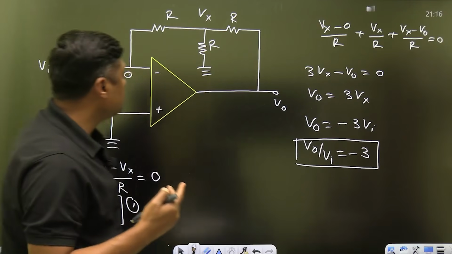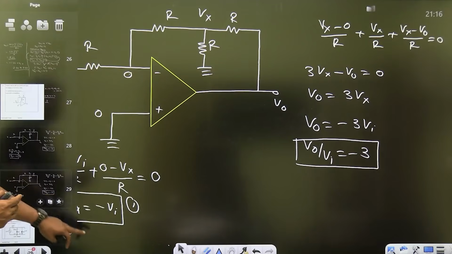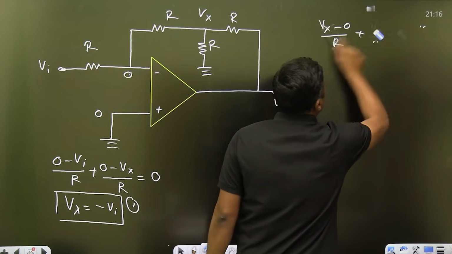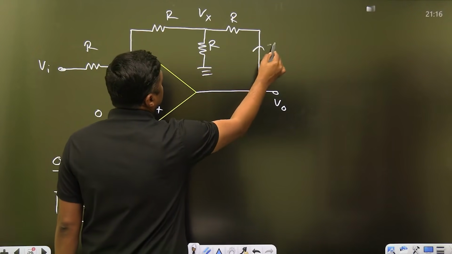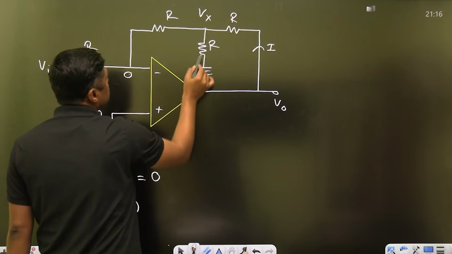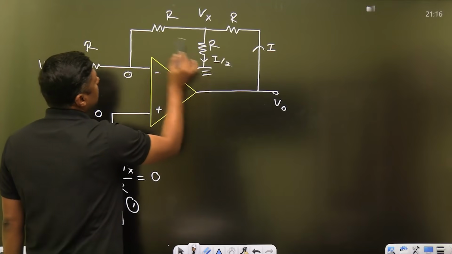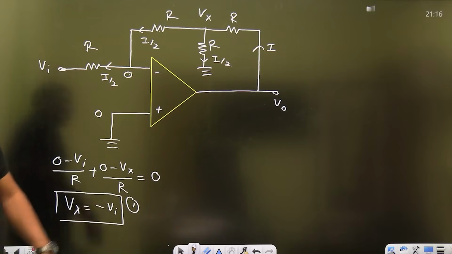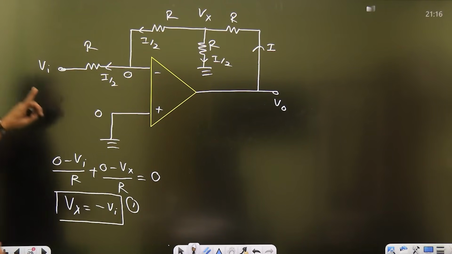Now we have a shortcut to solve this question. Another method. Because all the resistors are equal, let this give you the current I. Voltage at this point is fixed. This resistor is equal, this resistor is equal, this is grounded, this is virtual ground, same potential. That's why this current will become I by 2, and this current I by 2. Now, my dear friend, you can write the KCL from this point to this point. In one step you will get the relation.